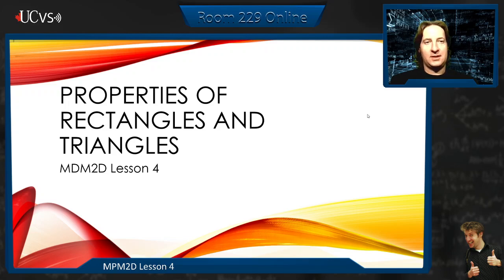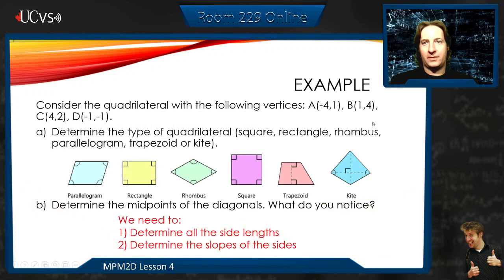So I'm going to give you an example involving a quadrilateral. Let's say we have a quadrilateral, and all you're given is the coordinates, the x and y coordinates, of the 4 vertices. A is (-4, 1), B is (1, 4), C is (4, 2), and D is (-1, -1). What is it? Is it a square, a rectangle, a rhombus, a parallelogram, a trapezoid, or a kite?